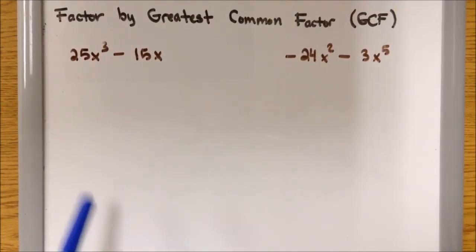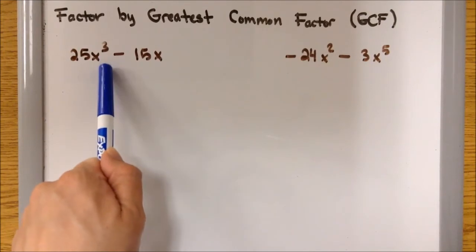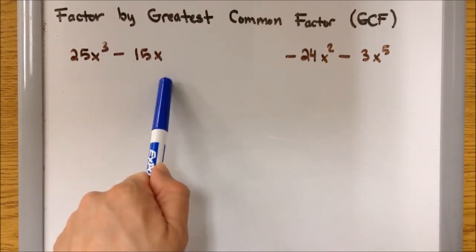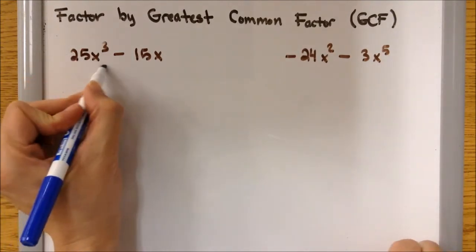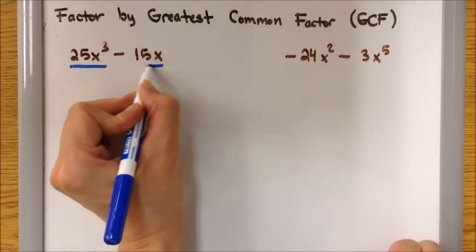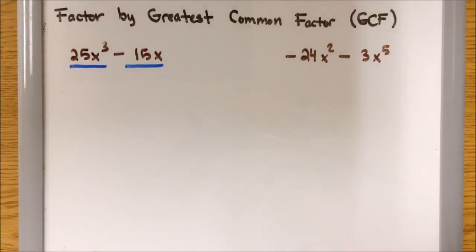In example 3, we have 25x to the third minus 15x. Our two parts are positive 25x to the third and negative 15x. So, unlike examples 1 and 2, besides a number, there's a variable involved on both sides. That means our common factor will be a number and a variable.